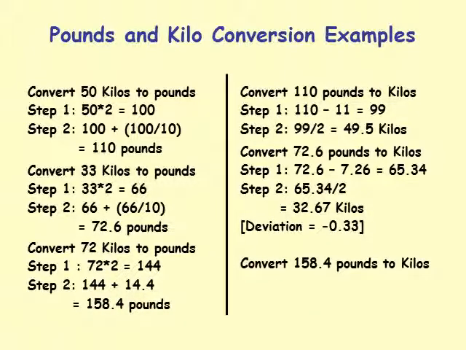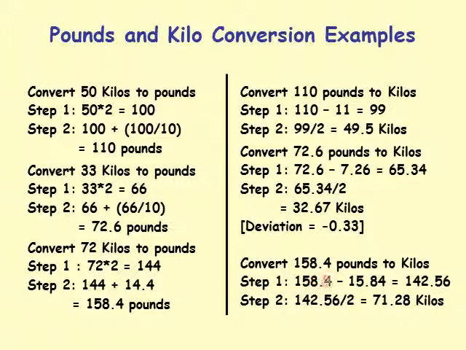Let's continue here. Convert that back, 158.4 pounds to kilos. First approximation is subtract a tenth, 158.4 minus 15.84. That gets me 142.56. Okay, let's continue here. Next step is divide by 2. I got 71.28. So I'm undershooting again. Instead of 72 kilos, I got 71.28. My deviation is minus 0.72.